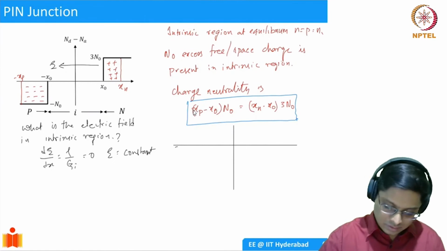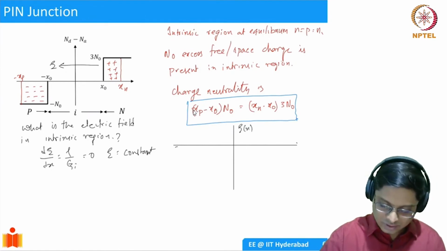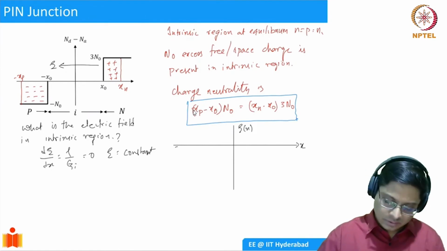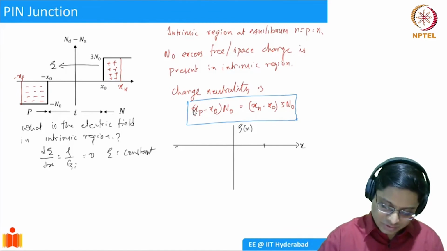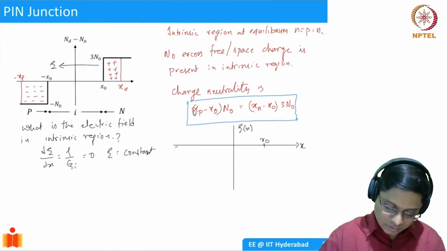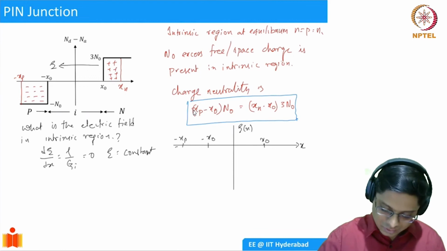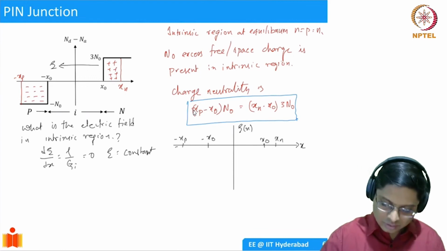Well, you have E of x versus x. So you have a few critical points here. This is x naught. This is your minus x naught. This is going to be minus xp. And since the doping is high, I'll just show xn to be closer here.